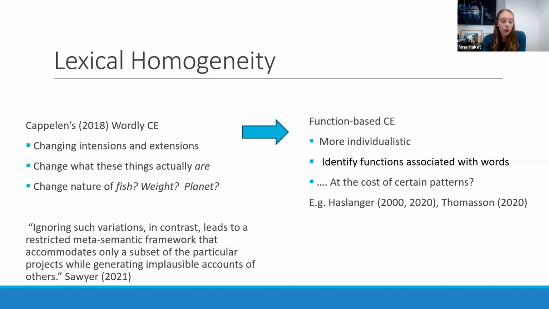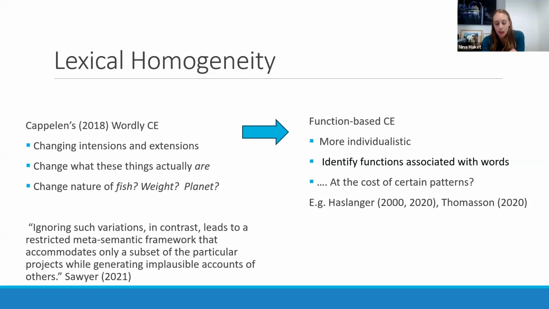And the downfall of this approach is that we have to treat all words in this former way. It doesn't leave any space for the latter. So as Sawyer has written, ignoring such variations leads to a restrictive metasemantic framework that accommodates only a subset of the particular projects while generating implausible accounts of others. To avoid something like this, we can potentially swing another way to a much more individualistic focus of conceptual engineering.